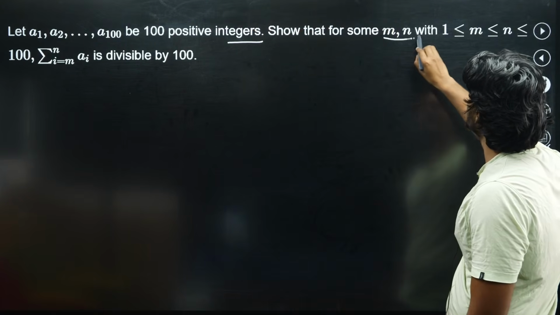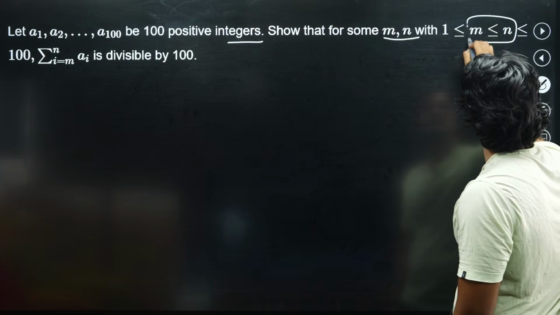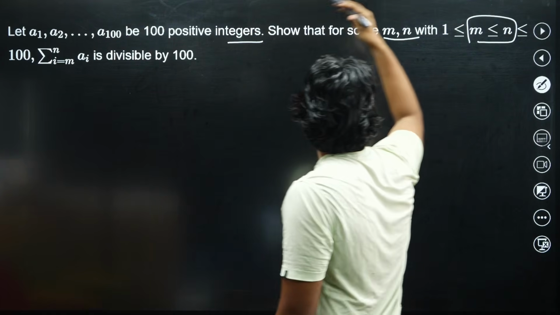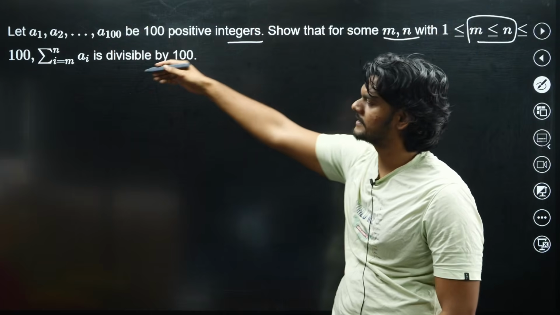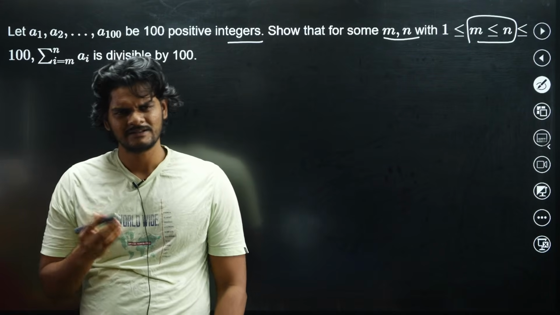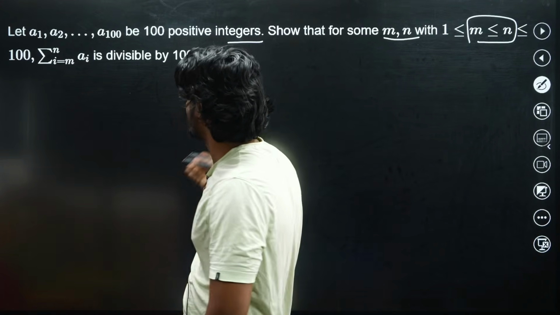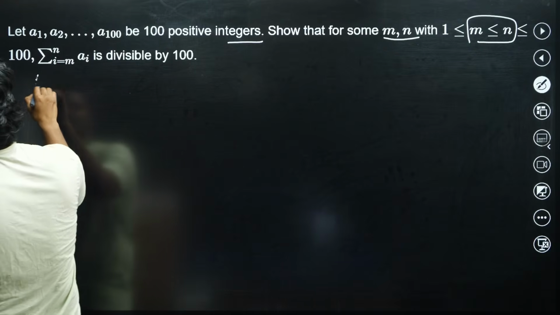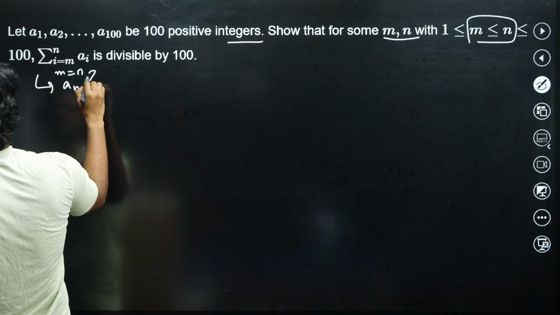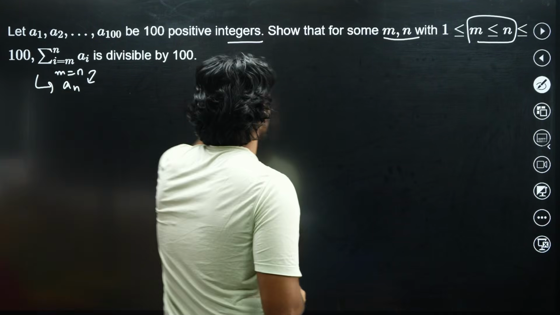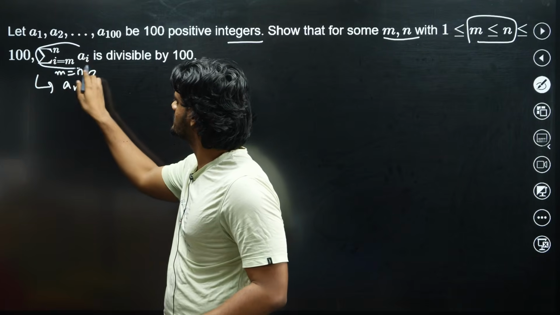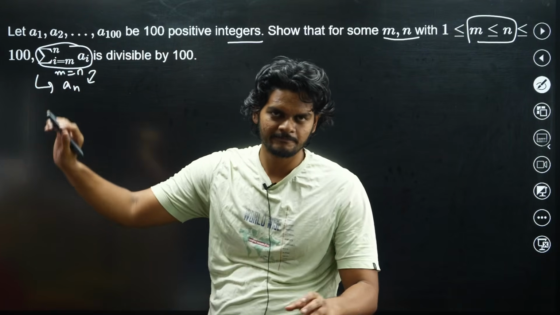Show that for some m and n, with m less than or equal to n, where m and n are both between 1 and 100, so equal to is possible, that is the point. If m equal to n, what does this mean? This is simply an, right? This is divisible by 100. We have to prove that there is some m and n such that this particular sum is divisible by 100.